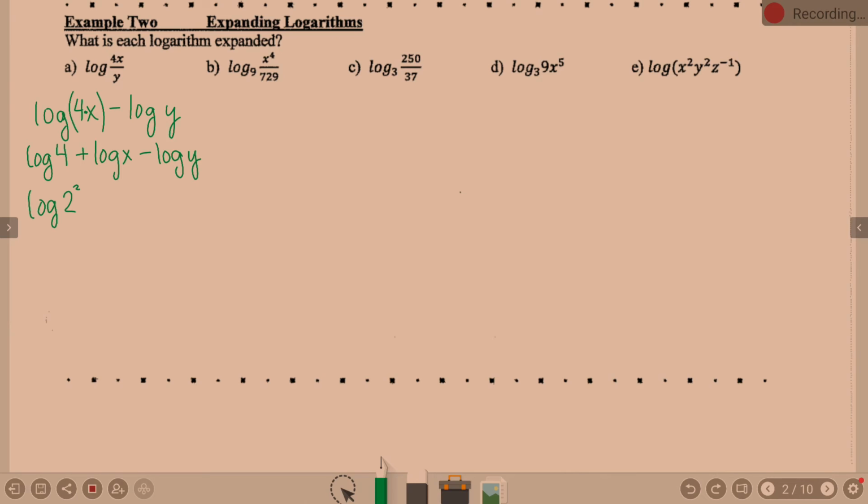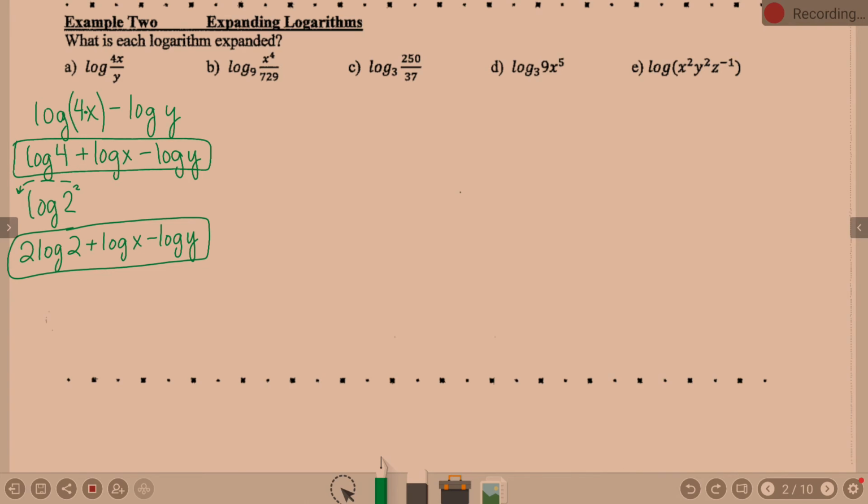Now, the 2 and the base don't match, so I can't do anything fancy there. However, what can I do with that power of 2? The power property says I could move this outside, and I could say that this is 2 log of 2, and then still plus log of x, and still minus log of y. This could be an appropriate final answer, or that could be an appropriate final answer. I don't remember what kind of issues you run into on Math Excel, but be aware. I'm not saying you necessarily run into this issue, I'm just saying be aware.